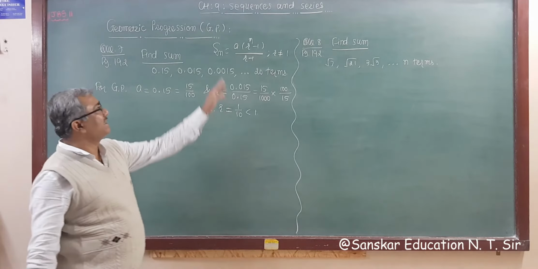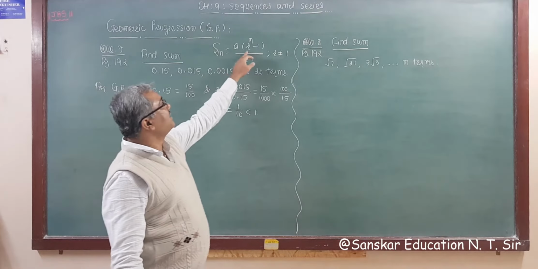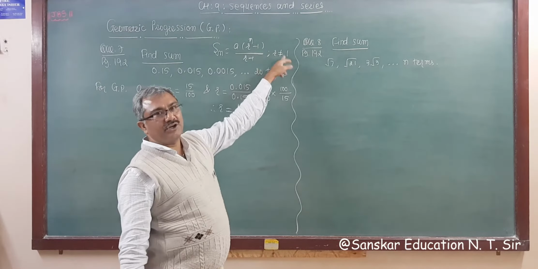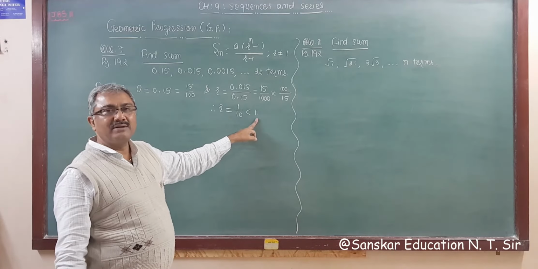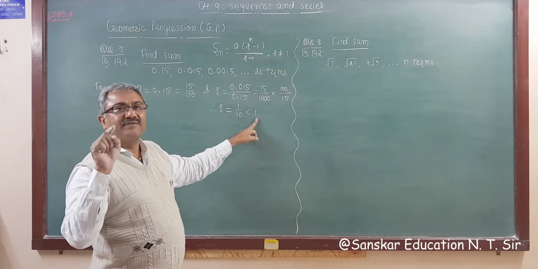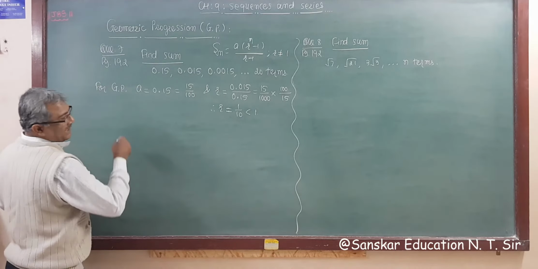And you have a formula, Sn is equal to a(r^n - 1)/(r - 1), r not equal to 1. But here r is less than 1. So which formula do we have to use? We have to keep 1 first, right? So I am applying that formula.